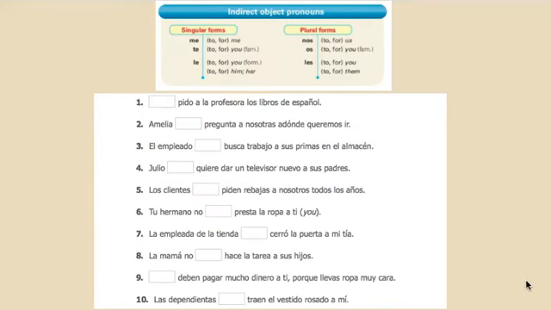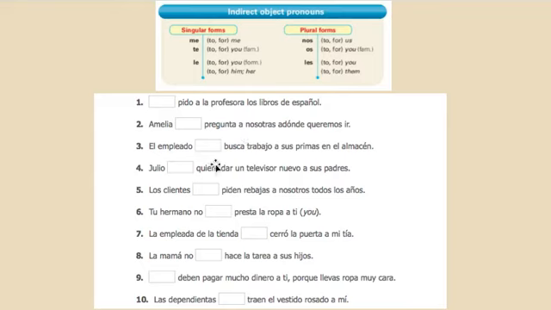And the last one here, we're just going to fill these in. Le pido a la profesora los libros de español. If you just look at the word that is after the a la profesora, you'll be able to easily understand which indirect object pronoun we should use. No, le pido a la profesora los libros de español. Amelia nos pregunta a nosotras a dónde queremos ir. She asks us where we want to go. El empleado les busca trabajo a sus primas en el almacén. Julio quiere dar un televisor nuevo a sus padres. Entonces, Julio les quiere dar un televisor nuevo a sus padres.